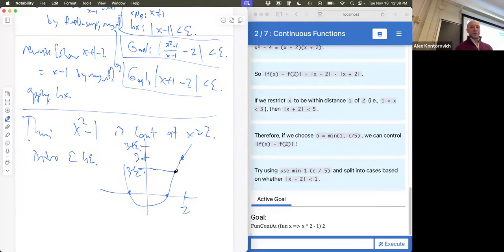And I want to know what this value is, and I want to know what that value is, and I want to, you know, take the smaller of the two or something. How am I going to solve this problem? I have to return an interval, an interval centered around 2.